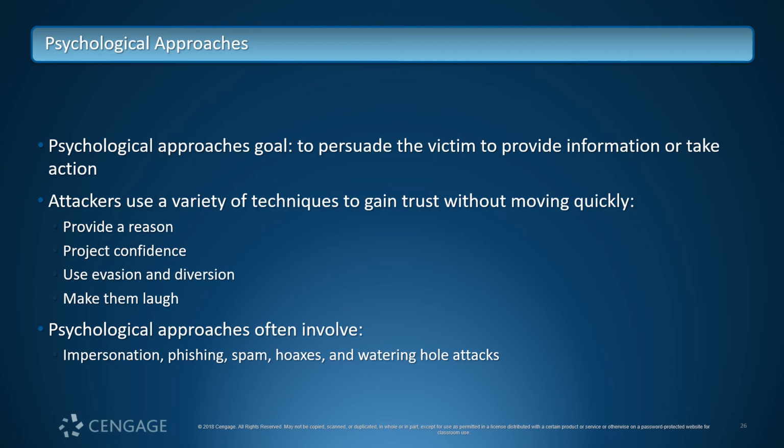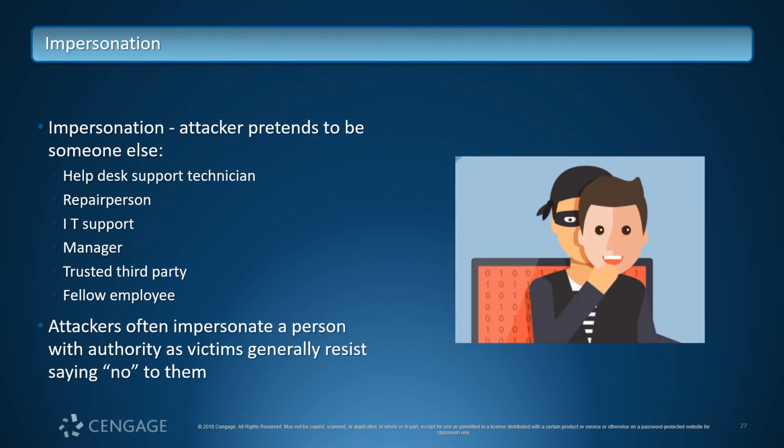Psychological approaches often involve impersonation, phishing for information, spam to prime you, hoaxes to make people react as opposed to thinking before they act, and watering hole attacks, where we take advantage of something that is a common meeting point, either physically or electronically, for individuals. So impersonation, of course, is where the attacker is pretending to be someone else.